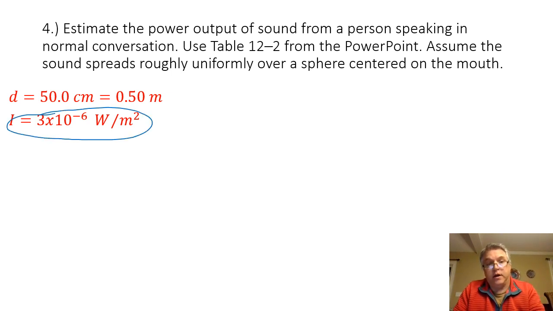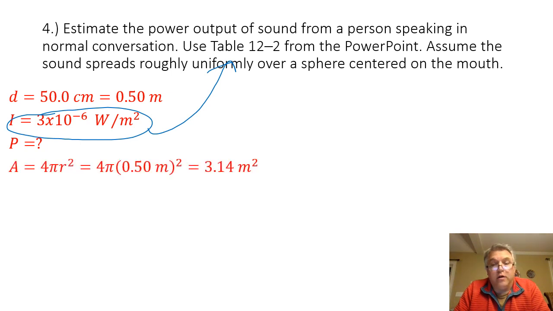So this value I got directly from table 12.2, and we are trying to solve for the power. I know I'm going to need the area of the sphere at 50 centimeters. So the area of a sphere, which if you don't know that by heart, and you probably don't, but you can look it up because you got plenty of spare time. The area of a sphere is 4 pi r squared. So when I do that out for my 50 centimeter sphere, I'm going to get an area of 3.14 square meters.